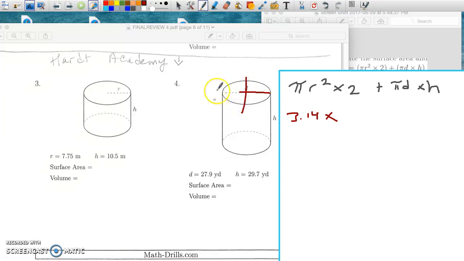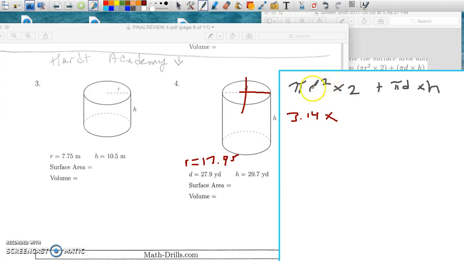I'm going to cut the diameter in half because I only need this much, not the whole thing. So I'm going to take that 27.9 and divide it by 2. 27.9 divided by 2 gives me 13.95. So the radius on this one, which is halfway, is 13.95. All right, now let's pick back up where we were.